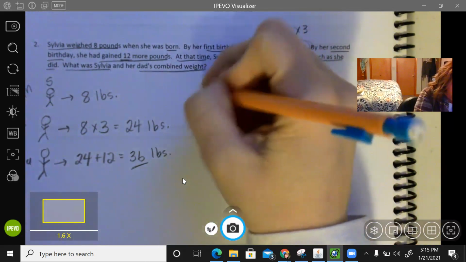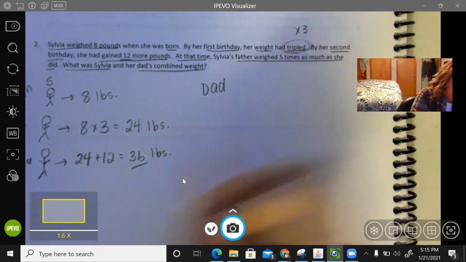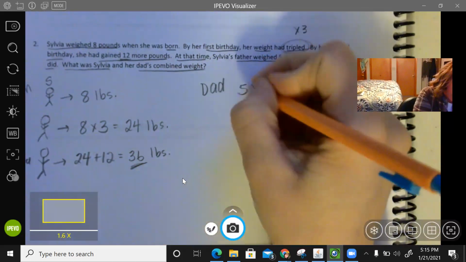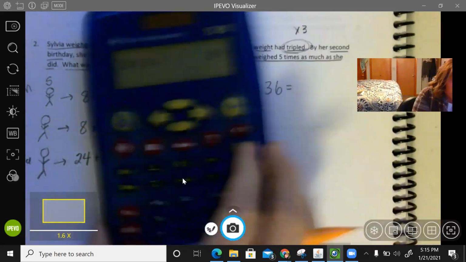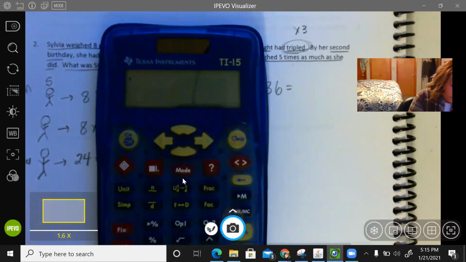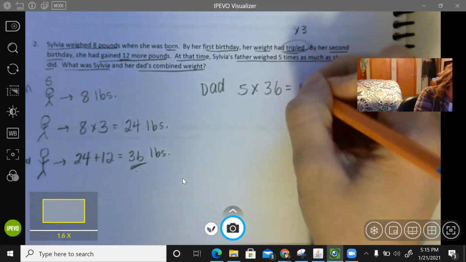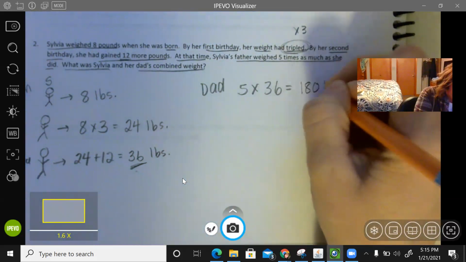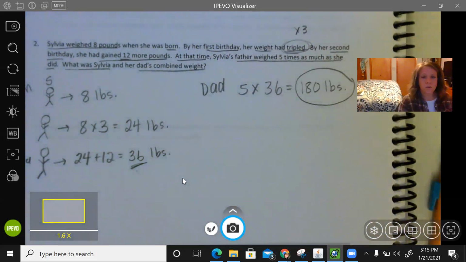Here's Dad. Her father weighed 5 times as much. So he was 5 times 36 pounds. So I'm going to clear my calculator. 5 times 36, 180. Let's go back and just make sure we did everything correctly.